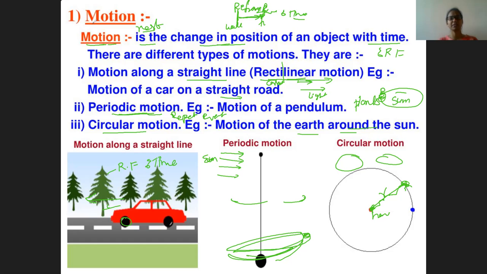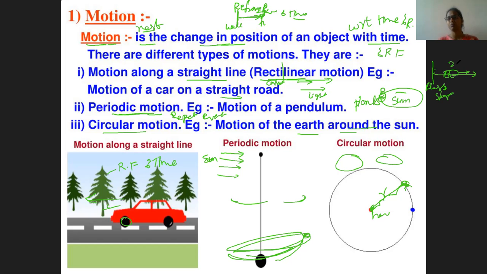Examples of motion, and what is motion? Motion is nothing but change in position of an object with respect to time and the reference frame. That is important. A reference frame is a fixed point from where you take your observation. Suppose the bus stop is a reference frame. From the bus stop, you are going to tell whether the bus is moving or not.